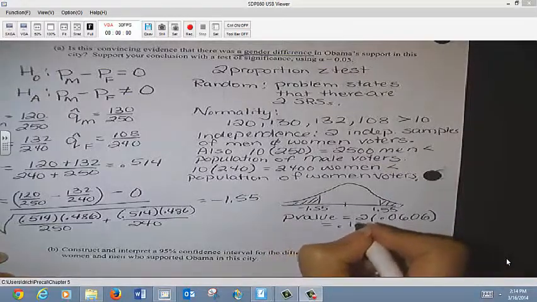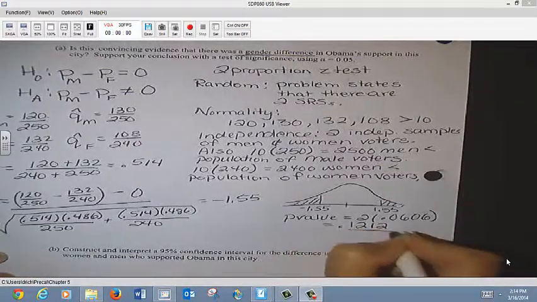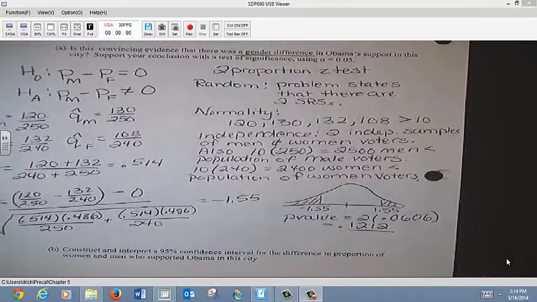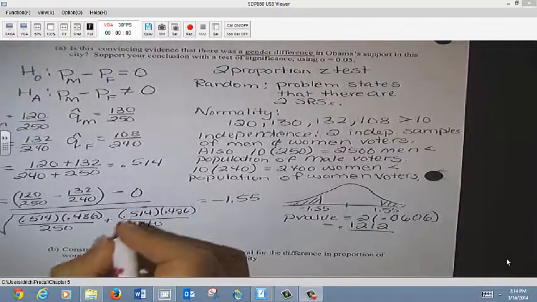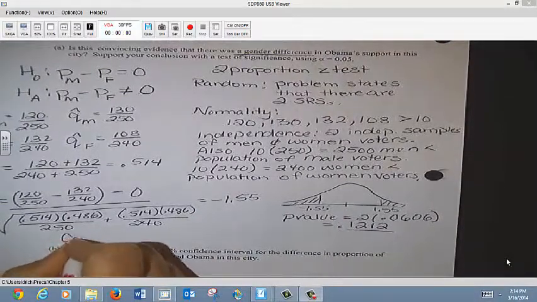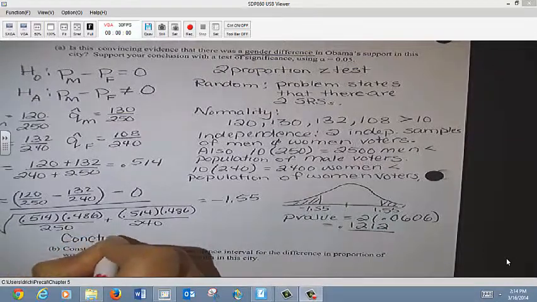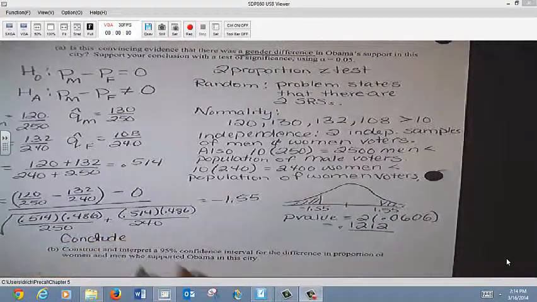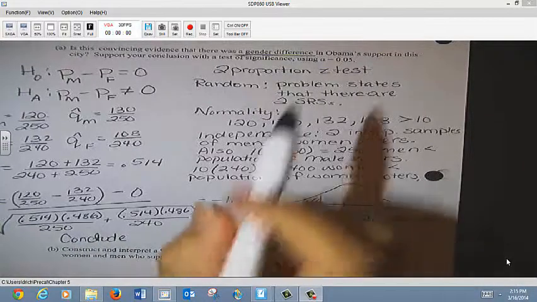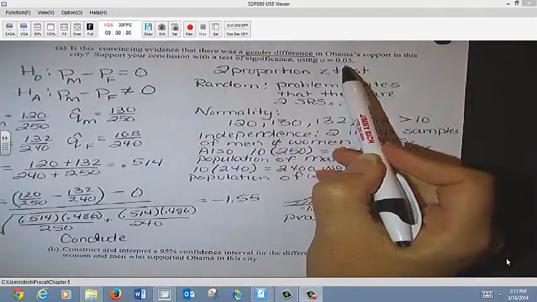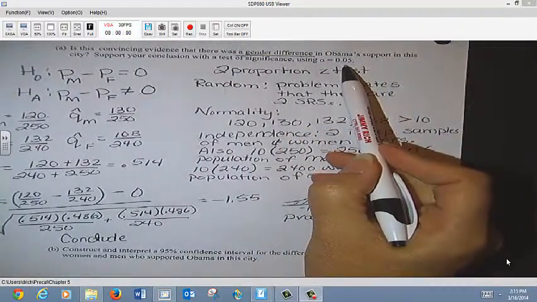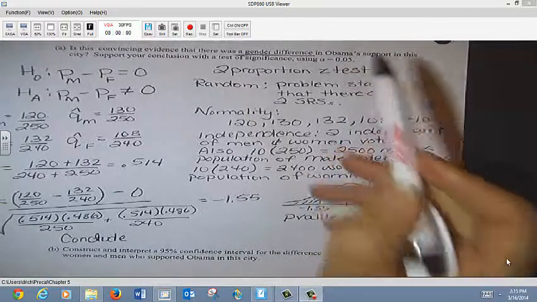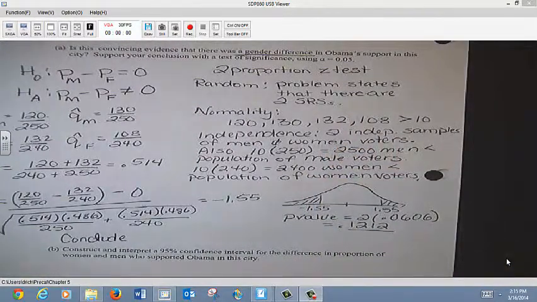So, we don't have much room for a conclusion, but to conclude, we would say with a p-value of 0.1212, which is greater than our alpha of 0.05, we would fail to reject the null, meaning we do not have sufficient evidence from this data to conclude that there is a difference in the proportion of males and females who supported Obama.